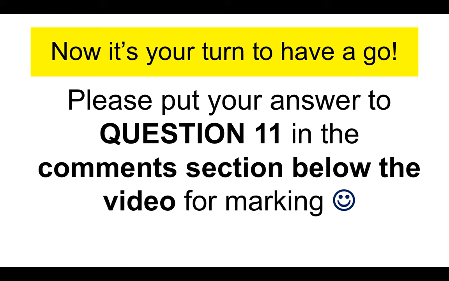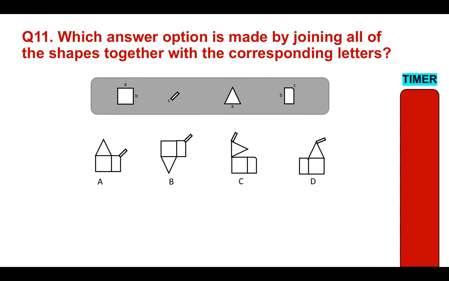So now it's your turn to have a go. Please put your answer to question 11 in the comment section below the video for marking. So, which answer option is made by joining all of the shapes together with the corresponding letters? Here's a timer.